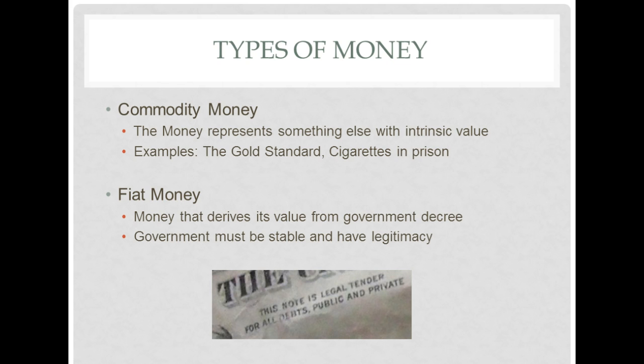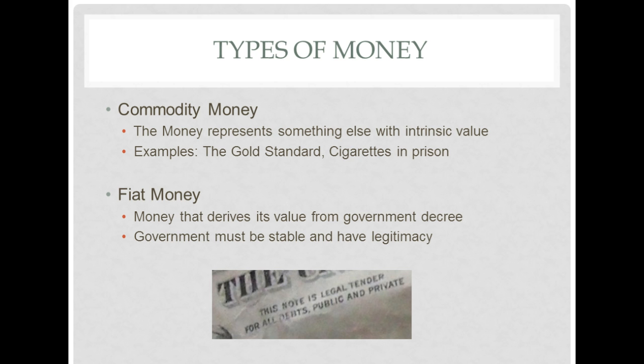Just as a side note, my second bullet point there: governments must be stable and have legitimacy for the system to work, because the only thing giving the money its value is the fact that the government is credible, that people really can trust the government that's issuing that currency. We're going to see in this course, and if you watch current events, many situations where governments didn't have credibility and therefore their currency wasn't credible.